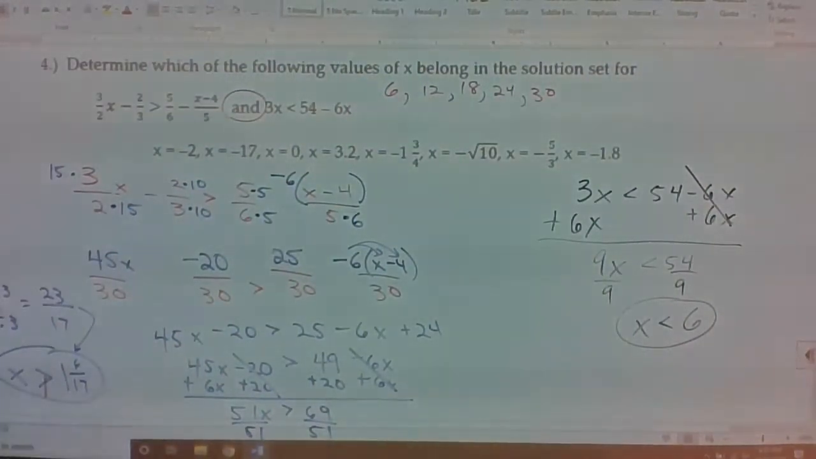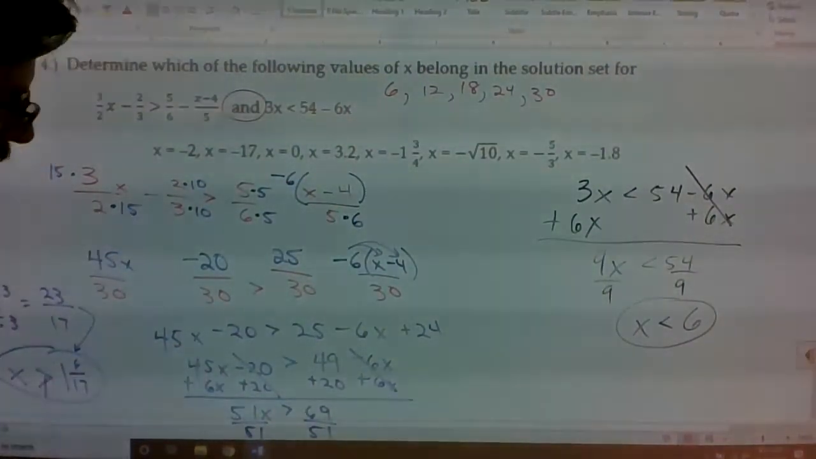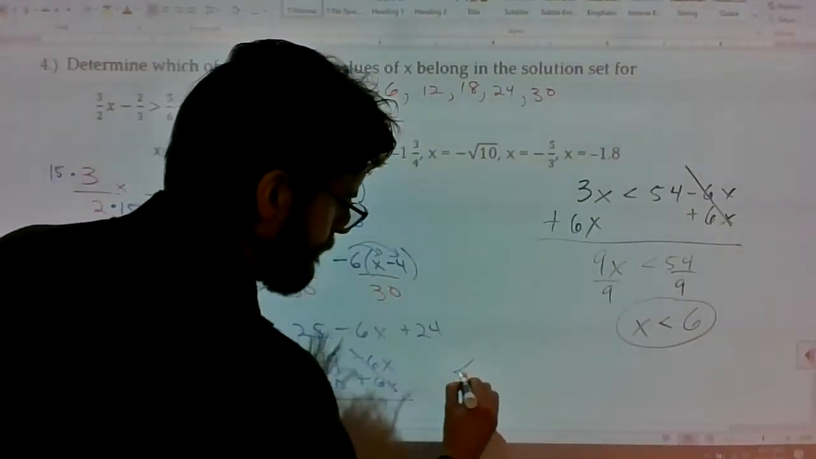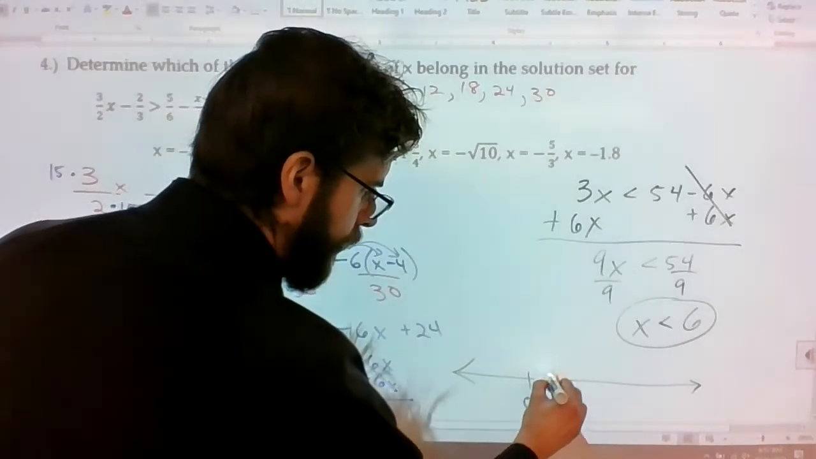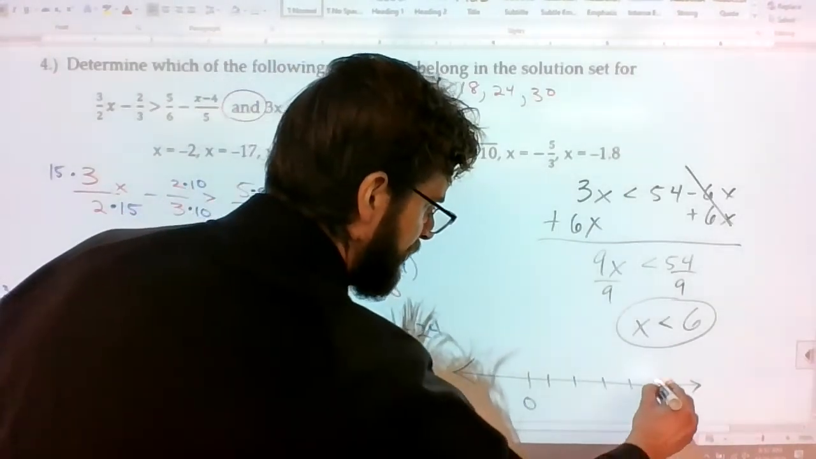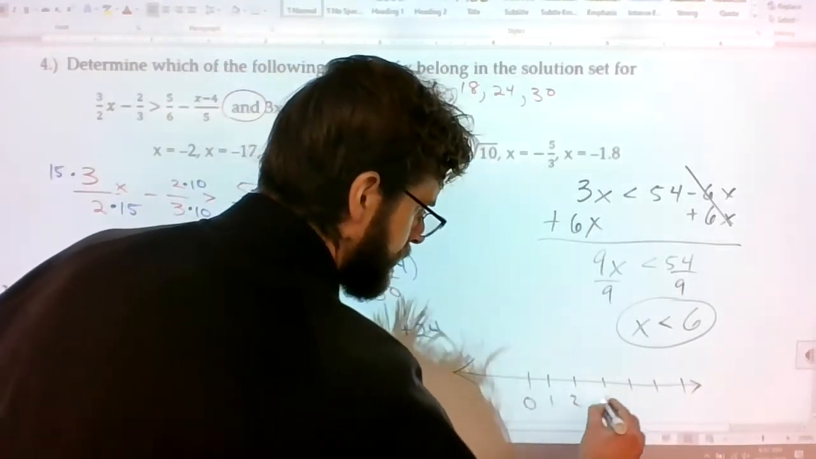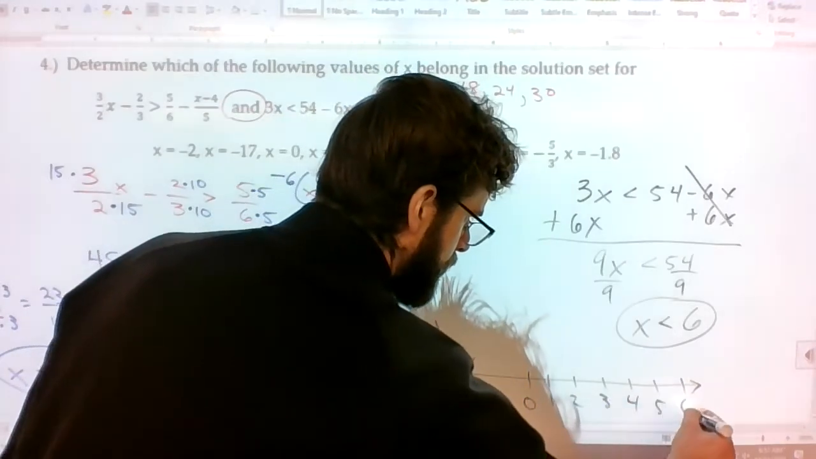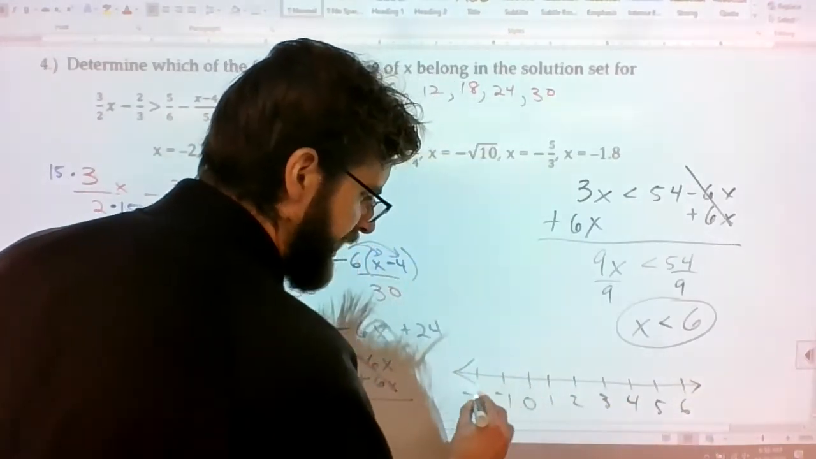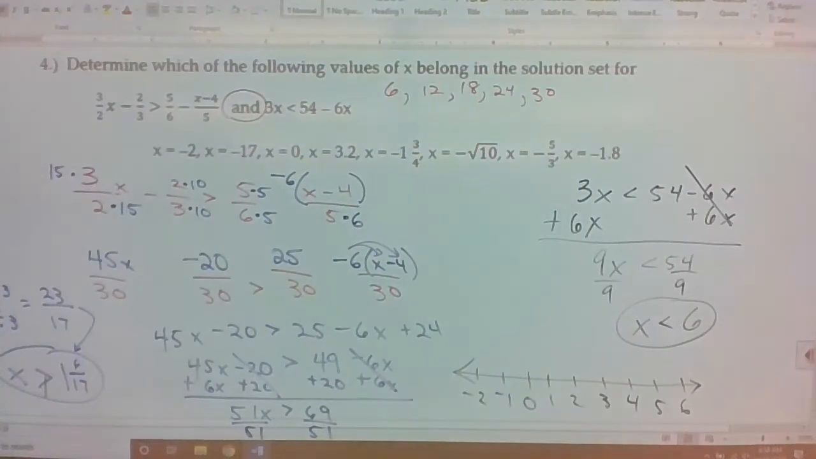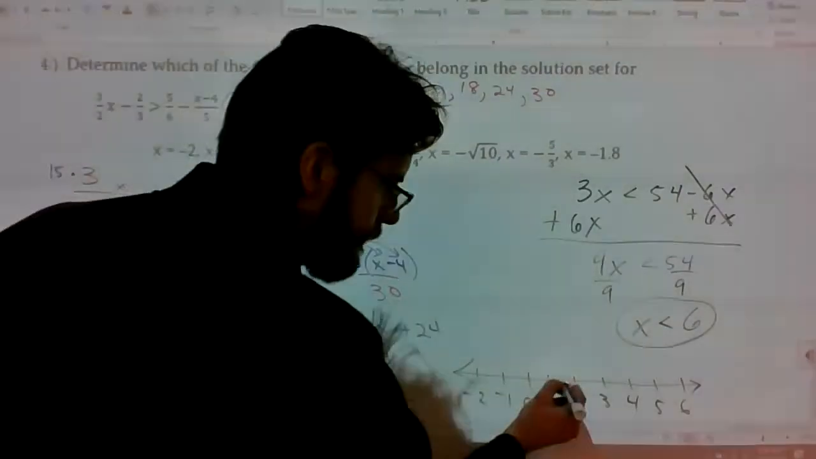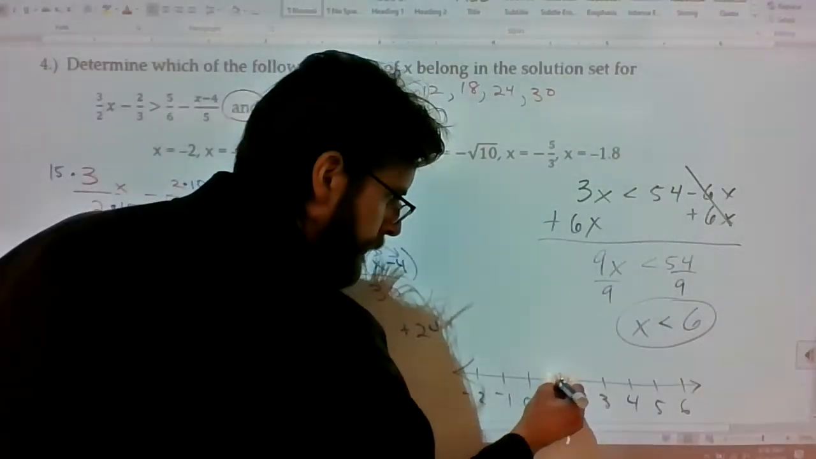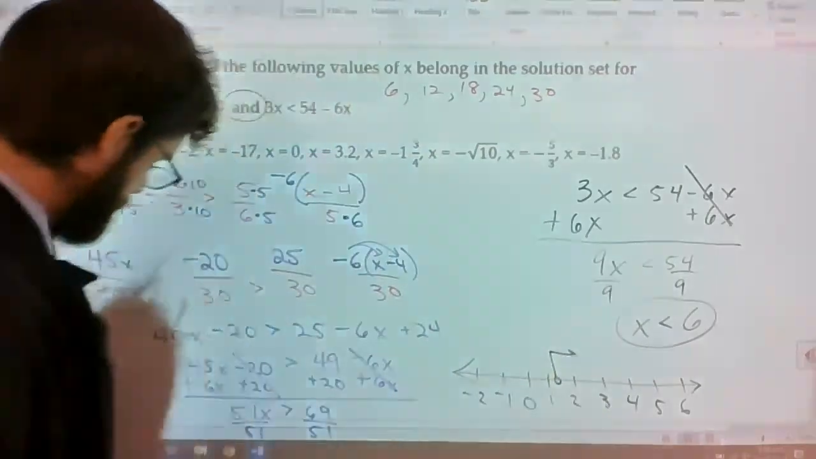So my number line, if you want to use the number line to visualize this, is going to be, here's 0, 1, 2, 3, 4, 5, 6. And then put at least 1 or 2 negatives on the left. Open circle at 1, and it's not quite halfway. So I'm going to put it right here. It's going to the right.